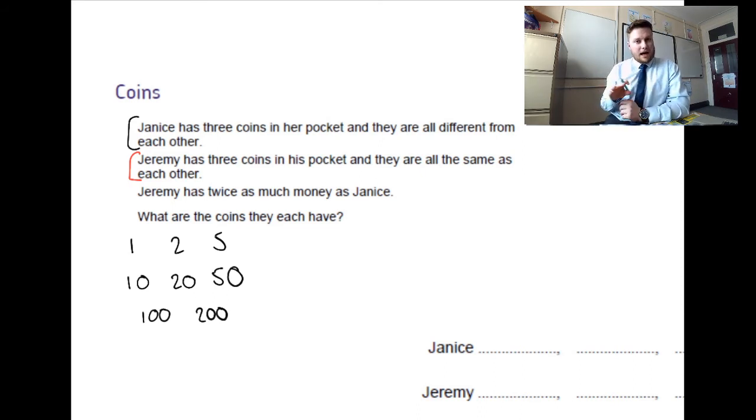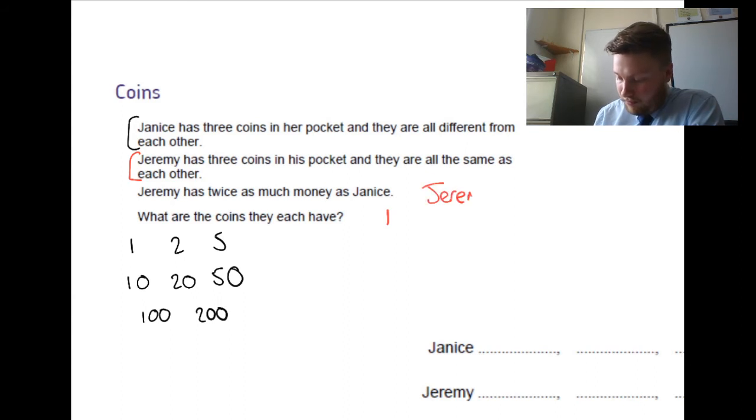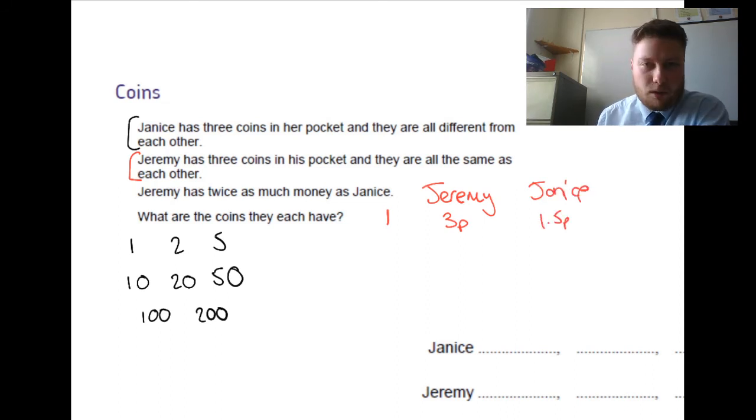Let's suppose that they are all 1. Well, in that case, if all 3 of them were 1, that means his total amount of money is 3 pence. So if they were all 1, then Jeremy would have 3 pence, and Janice would have to have 1.5 pence, and there's no way of having 1.5 pence, so 1 doesn't work.